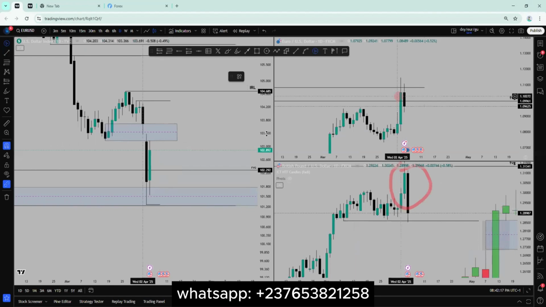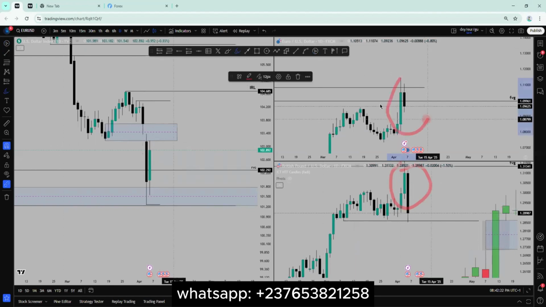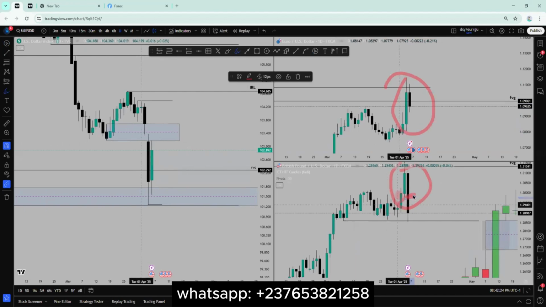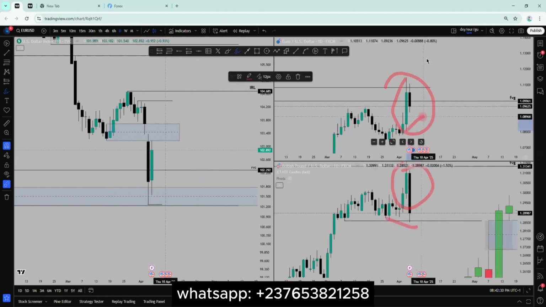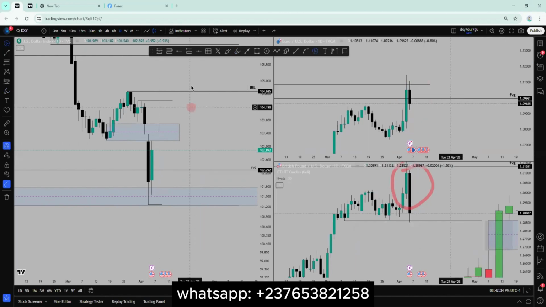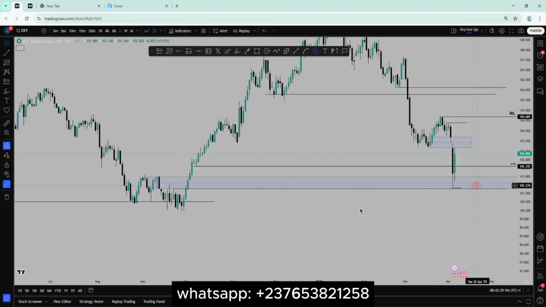We have an inside bar on DXY. It is the same thing on Euro USD, but GU did not do the same thing. Probably that can be an SMT for higher prices, right? So for a start, let's go back to DXY. Let's look at DXY.